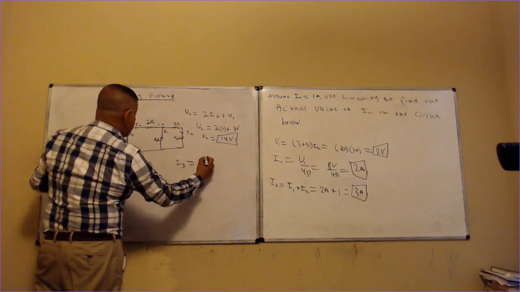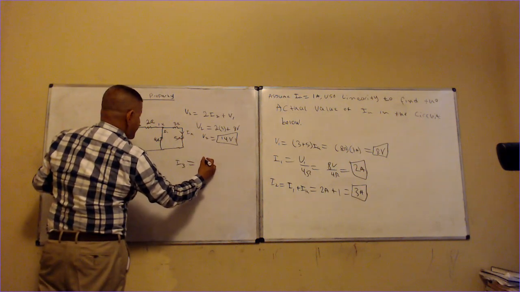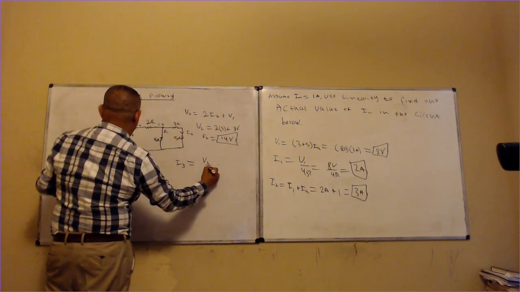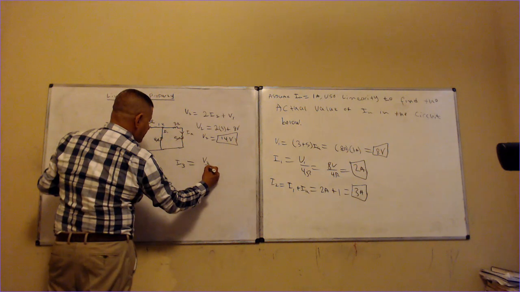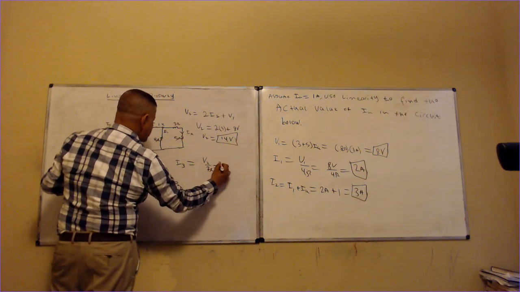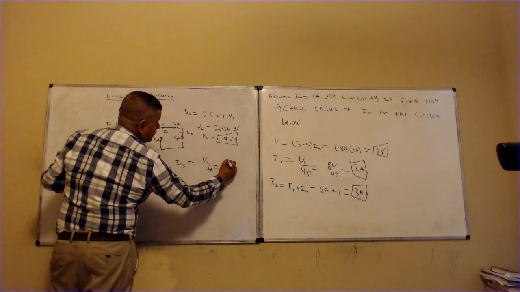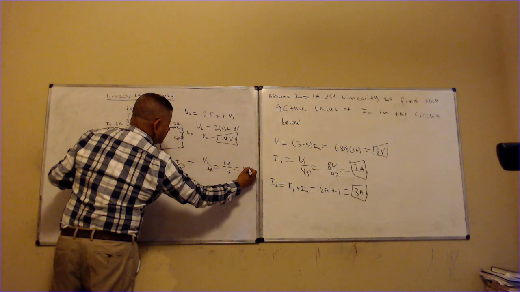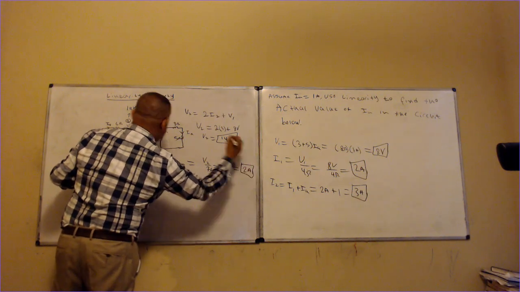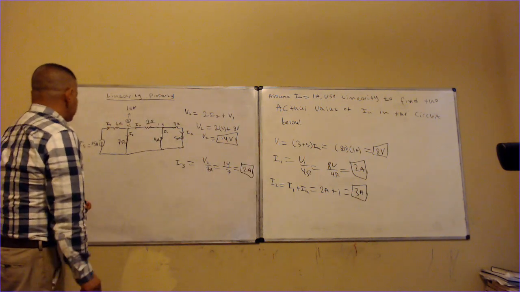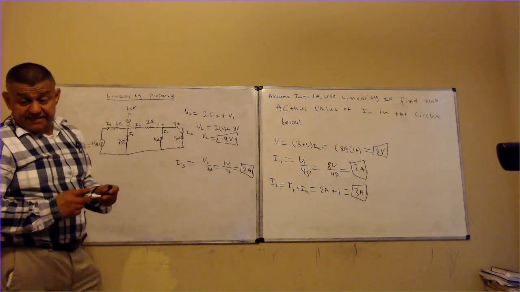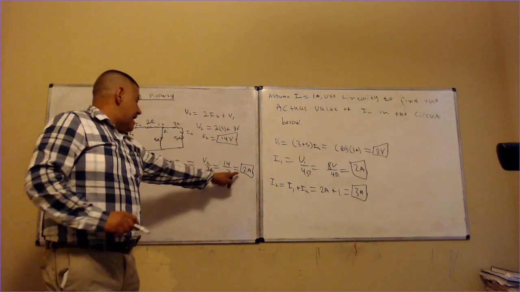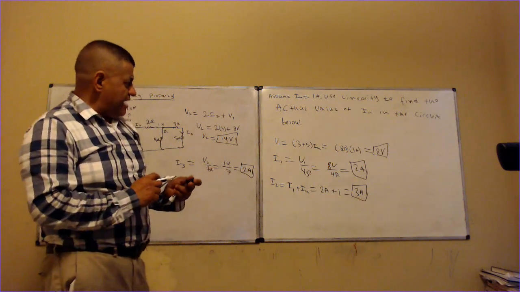I3 is equal to V2 over 7 ohms, which is equal to 14 over 7, which is equal to 2 amps. Right. So I2 now is equal to 2 amps. I'm sorry, I3 is equal to 2 amps, right? I3 is equal to 2 amps.